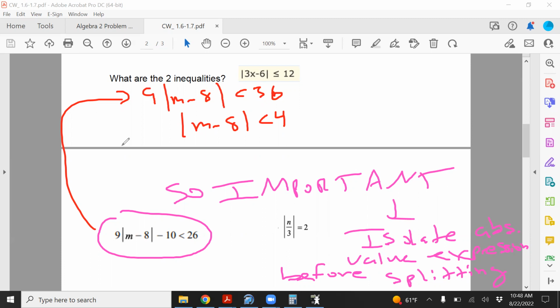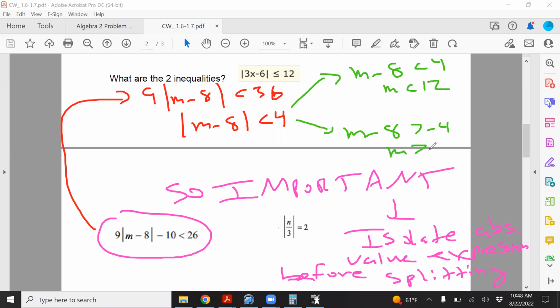Then you can say, okay, now I can split it into. I'll do it over here. I need a little space. m minus 8 is less than 4. m minus 8 greater than negative 4. m less than 12. m greater than negative 4. So it's in between those two numbers.